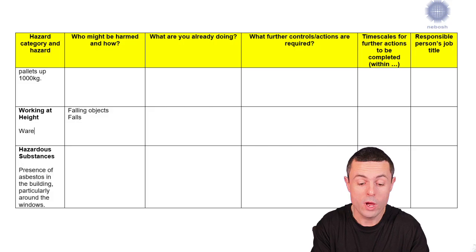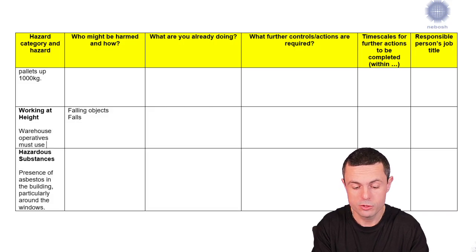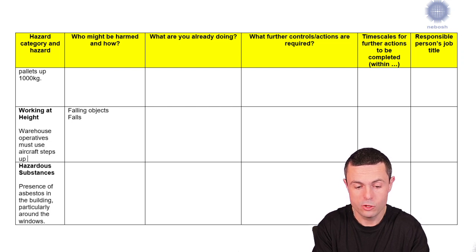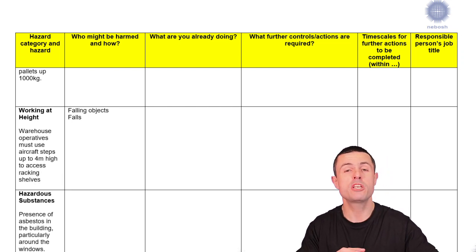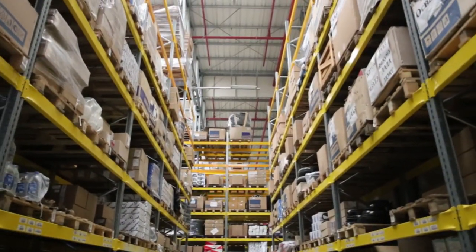Shall we do another one? Warehouse operatives must use aircraft steps up to 4 meters high to access racking shelves, okay? Again, I've mentioned what the equipment is. I've given an idea as to what the work at height task is, and I've also mentioned the height.